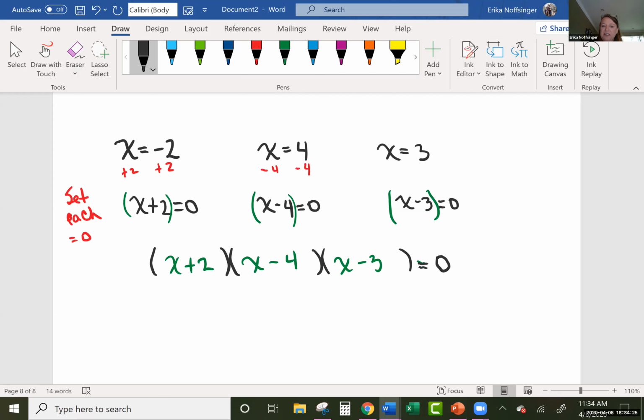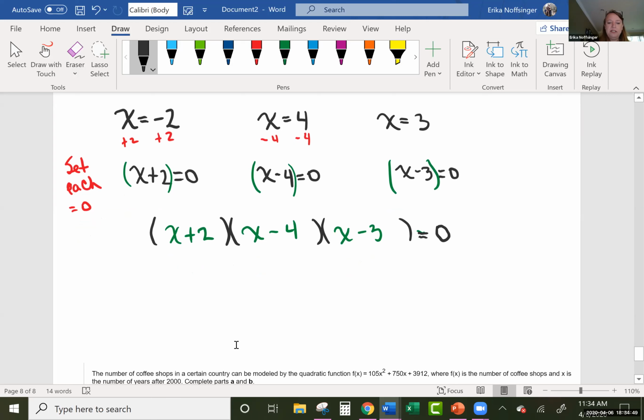There's actually an infinite number of ones that would give us the same solutions. If I had any constant out here, like 5, that still would give me the same solutions. If I put 6 out here, that still gives me the same solutions, or -8. So there are an infinite number of solutions, but this is one of them. And that's the easiest one.